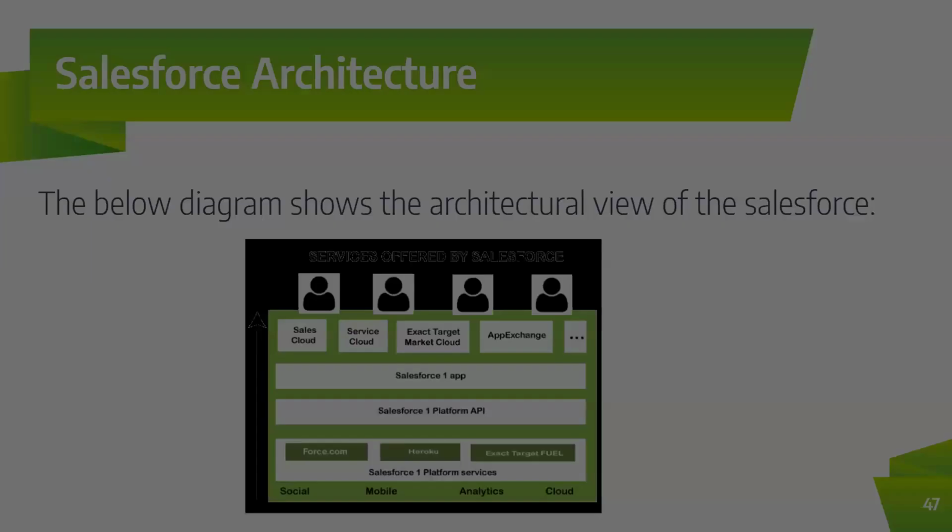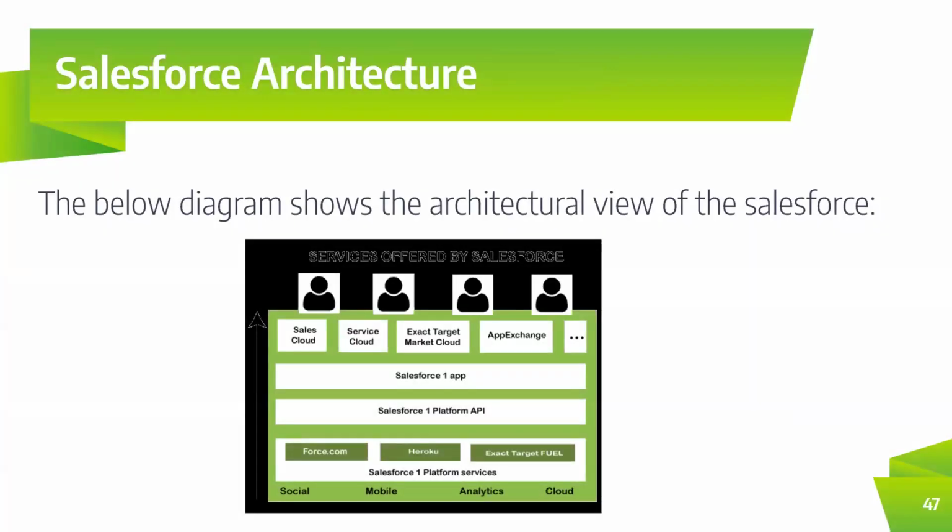Now let's look at the architecture of Salesforce. It's a multi-tenant architecture. On the top layer, you can see all the users. The users are connected with different clouds. The first user is connected with Sales Cloud, the second user with Service Cloud, the third user with E-commerce Cloud, and so on.